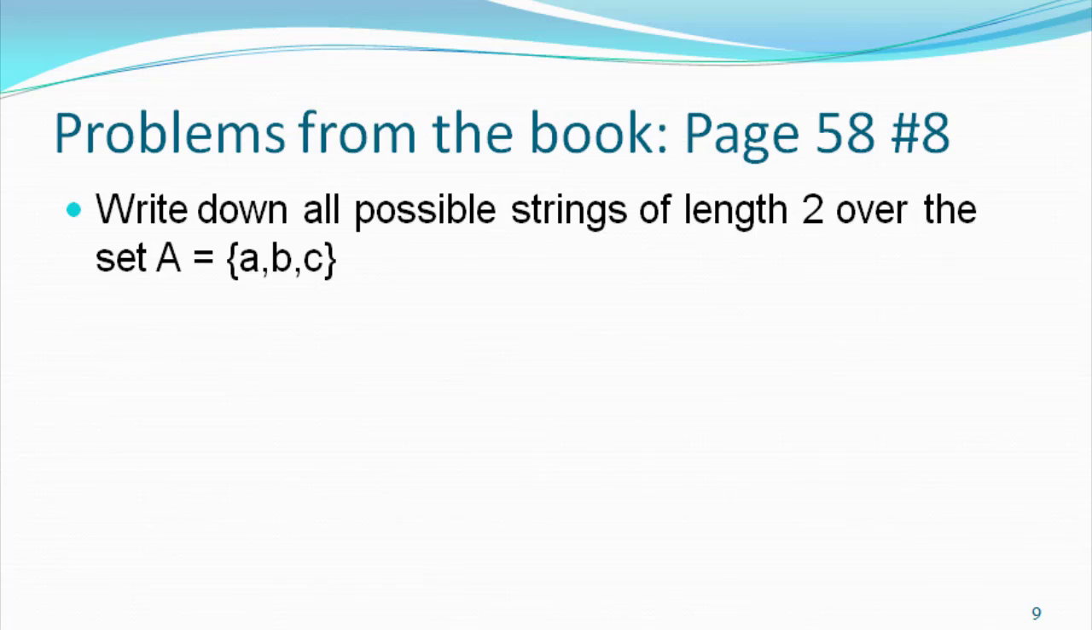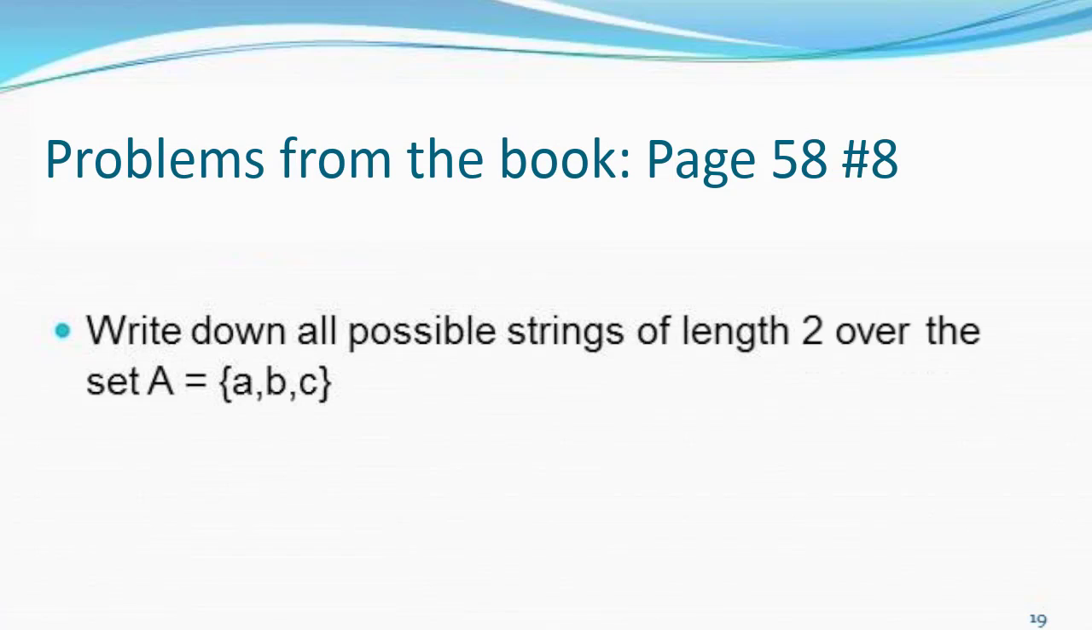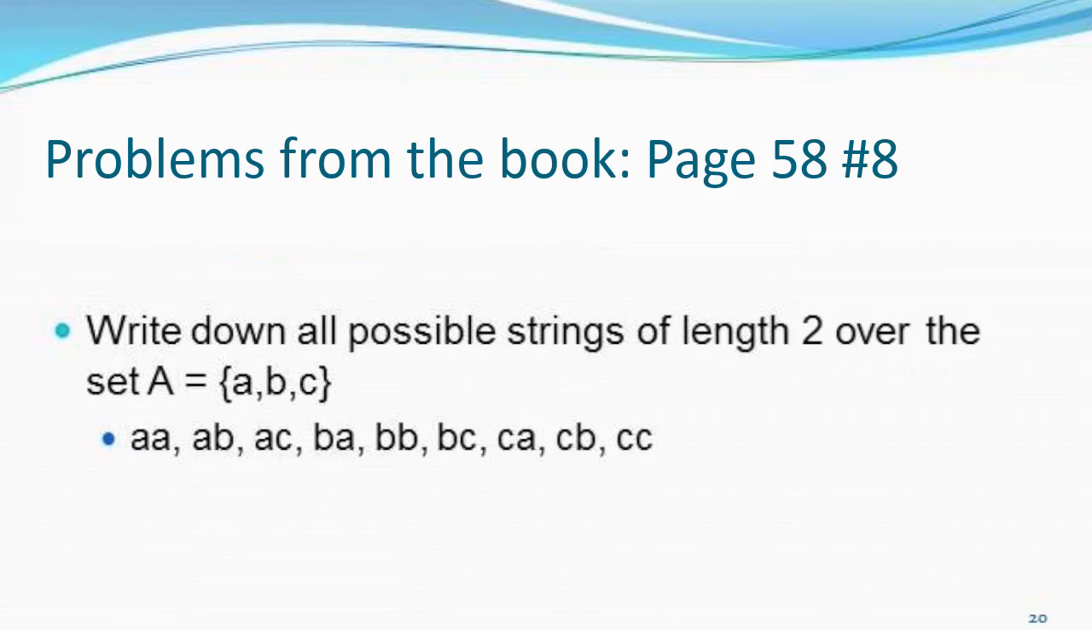So this is problem 8 on page 58. The question is, write down all possible strings of length 2 over the set A, which consists of 3 items, A, B, and C. So effectively, we just need to find all combinations of these letters that are of length 2, that have two letters in them.